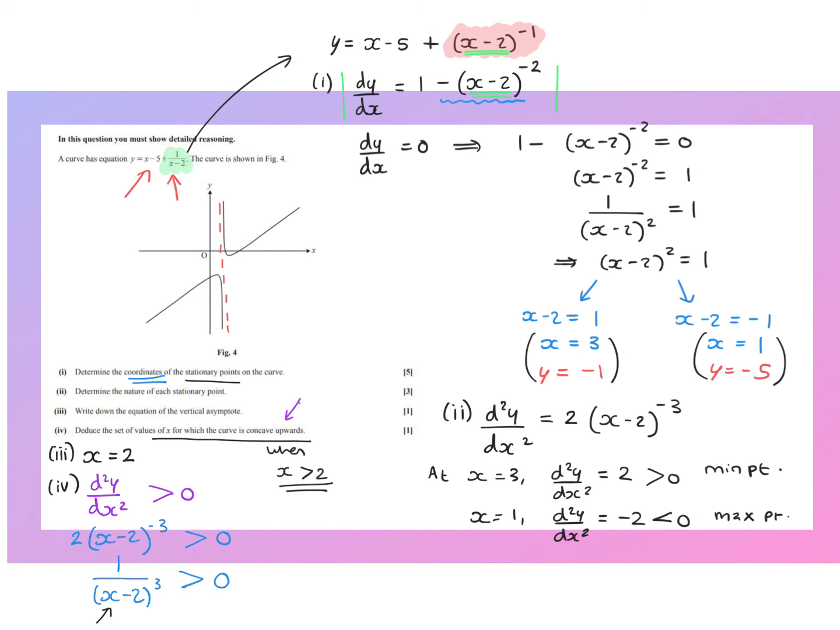So that means we have a curve that's concave upwards after this asymptote here. So this portion of the curve is the portion of the curve which is concave upwards.